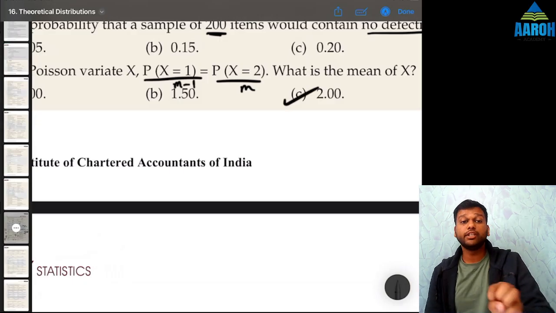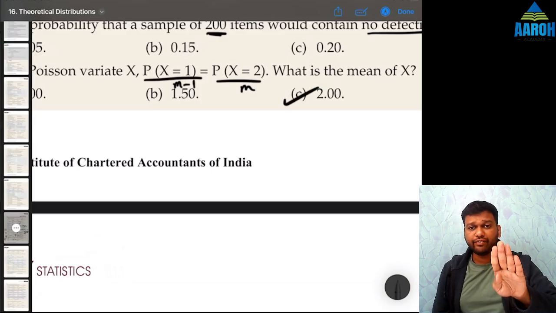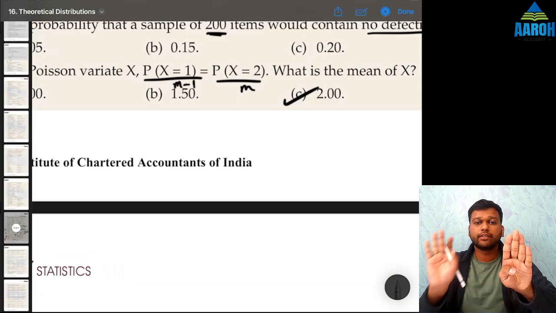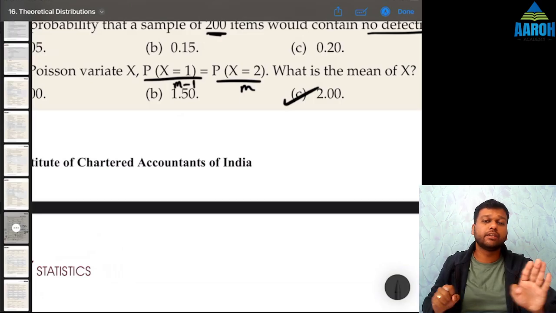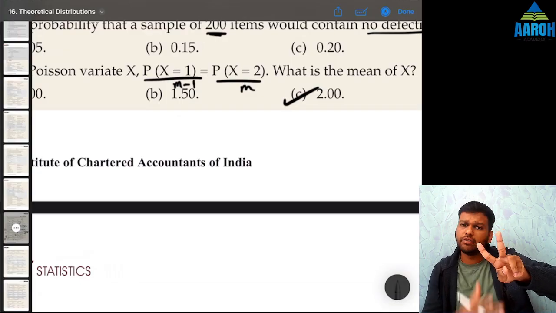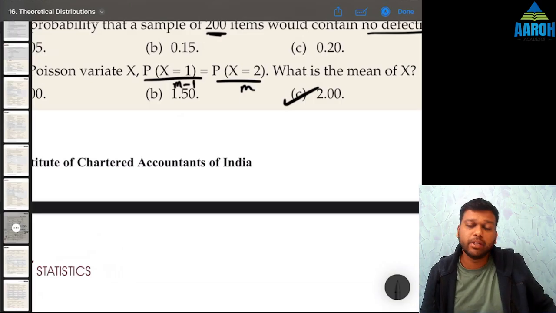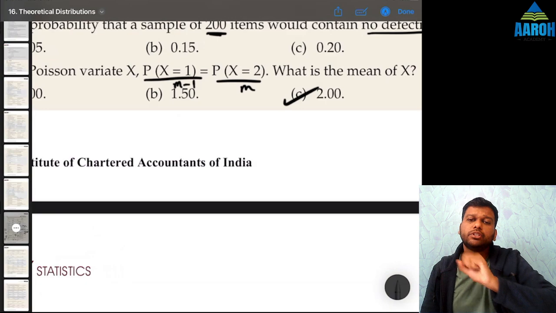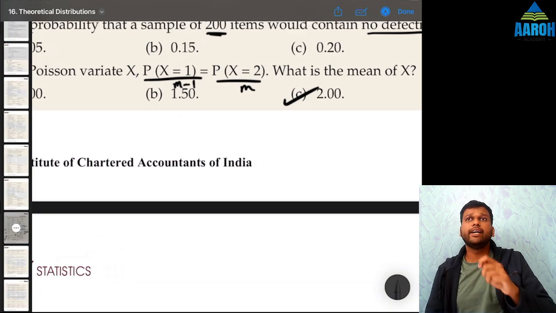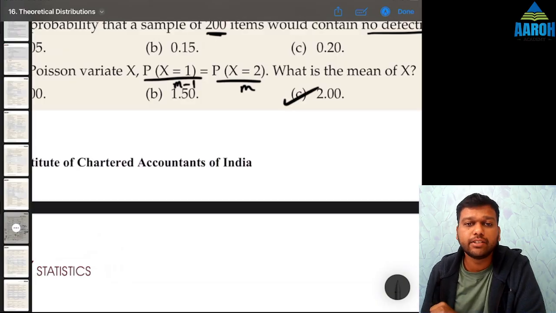So in a Poisson distribution question, if you ever say probability that x is equal to 5 is equal to probability that x is equal to 6, then 6 is the mean. That's it. Don't calculate anything else. If you have two consecutive numbers where probability is same, that means they are the modes and highest number will be the mean. So 1 and 2, that means 2 will be the mean. If they say probability that x is equal to 10 is equal to probability that x is equal to 11, that means 11 is the mean.